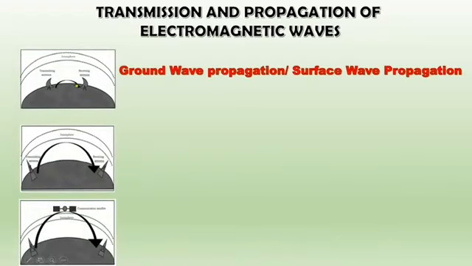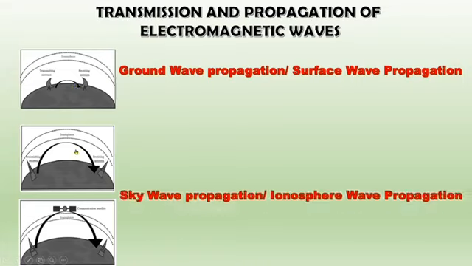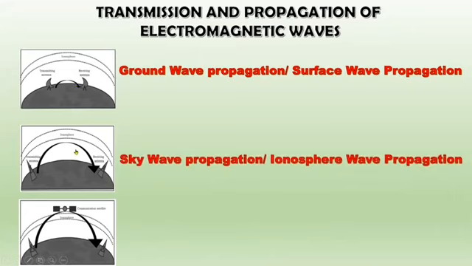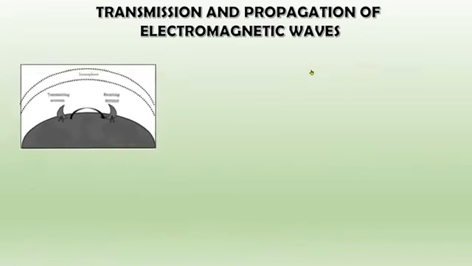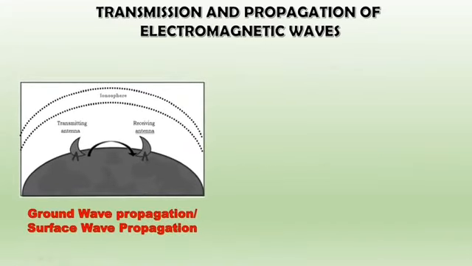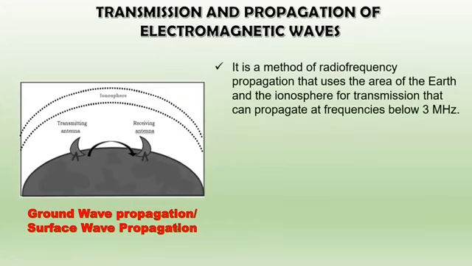The first one is ground wave propagation or surface wave propagation. The second one is the skywave propagation or ionosphere wave propagation. And the third one is space wave propagation or tropospheric wave propagation. Let us discuss them one by one. The ground wave propagation. It is a method of radio frequency propagation that uses the area of the Earth and the ionosphere for transmission that can propagate at frequencies below 3 MHz.